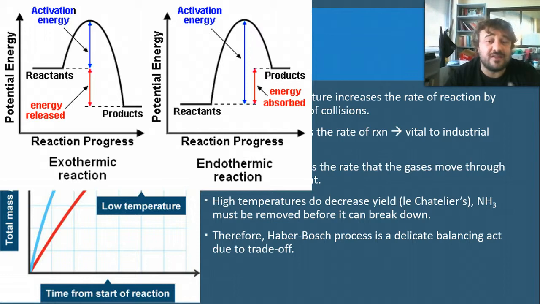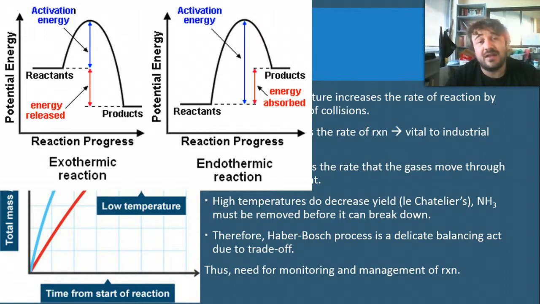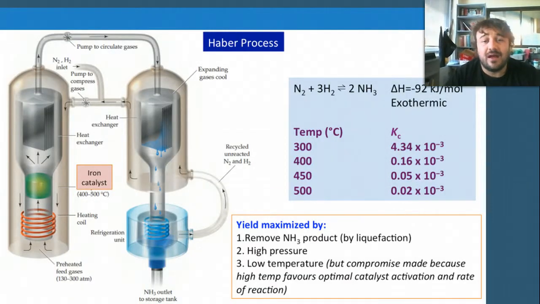So the Haber-Bosch is actually a very delicate balancing act. It's a trade-off, and this means we need to monitor and manage this reaction. We need to monitor the percentages of what's going in and what's coming out. So here's a very quick look. We maximize the yield by removal of NH3. We increase the pressure and we lower the temperature.